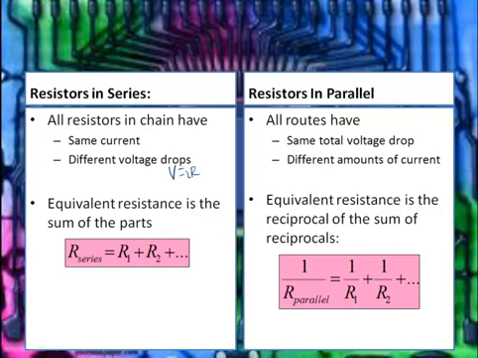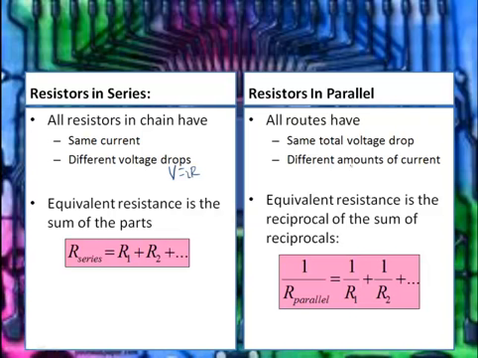Same current, but different resistances gives you different voltage drops. And when they're in parallel, you have the opposite effect. They're all going to have the same total voltage drop, but because they have different resistances, they will have different amounts of current through each. The higher resistance ones will have less current than the smaller resistance ones.